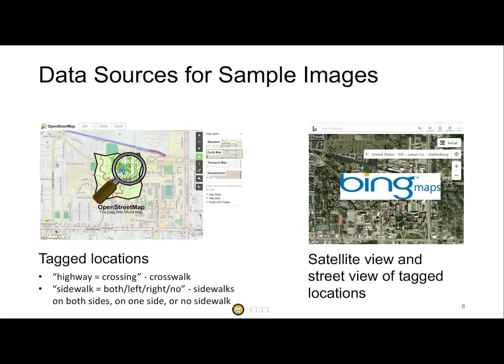But thanks to OpenStreetMap, there are some pedestrian facilities tagged there. For example, if you tag highway equals crossing, that means there is a crosswalk on the map at the location where you point the dot. Another example would be sidewalk equals both, left, right, and no. That means there are sidewalks either on both sides of the road or on one side, or there's no sidewalk at all. So by using these tags, we can easily get the locations where there is a crosswalk or not, or a sidewalk.